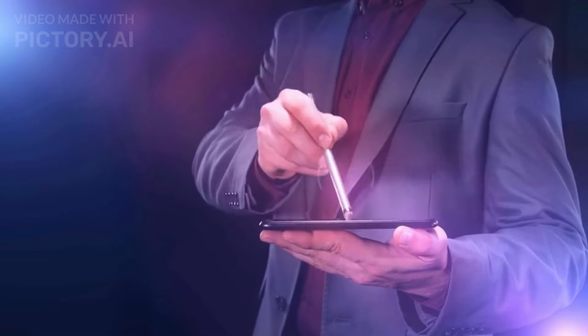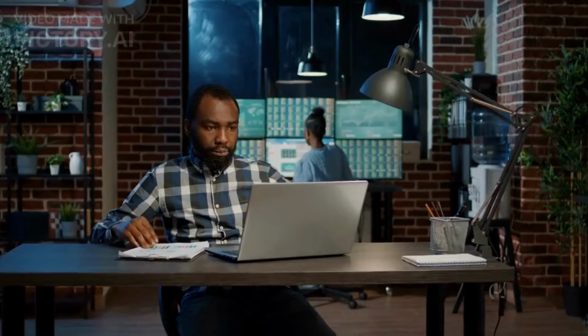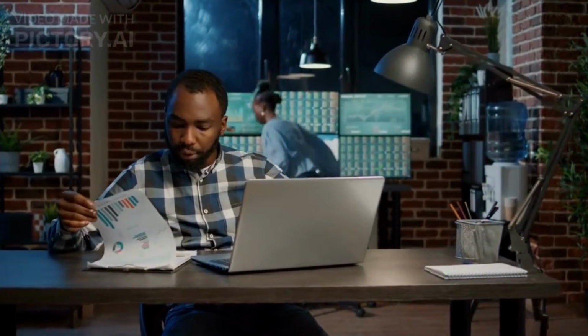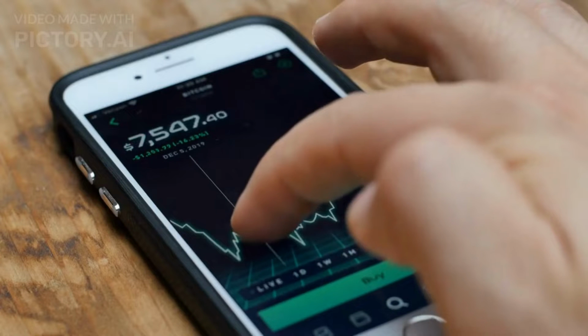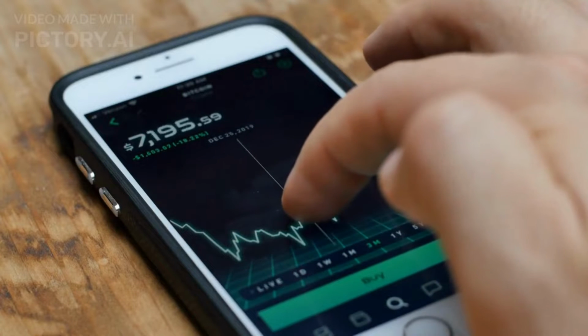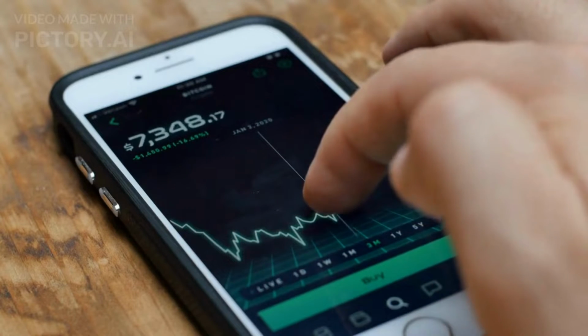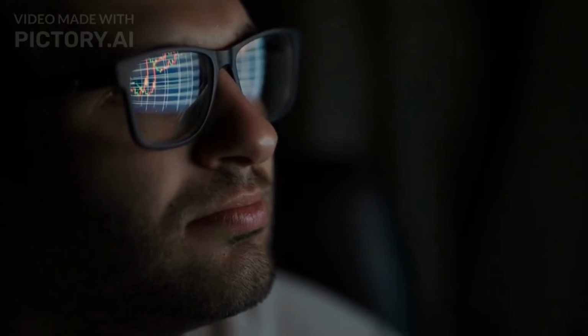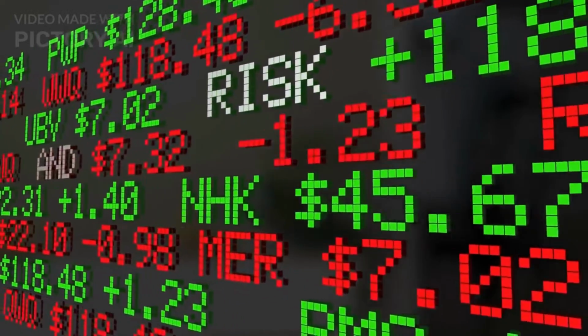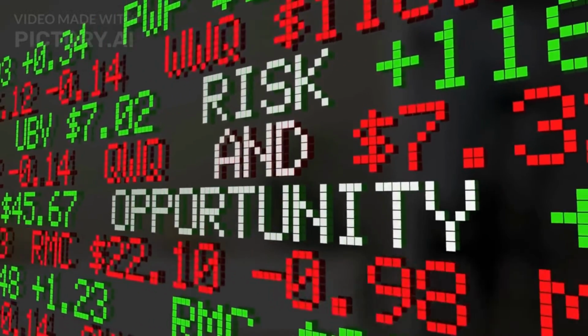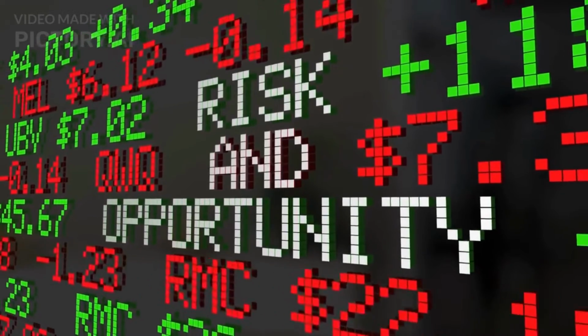Part 1. Understanding the crypto market. Before we dive into specific trading strategies, it's important to understand the basics of the crypto market. The first thing to note is that cryptocurrency prices can be extremely volatile, which means they can fluctuate rapidly and unpredictably. This can make trading in this market quite risky, especially for beginners. However, with the right knowledge and strategies, it's possible to mitigate some of this risk and take advantage of the opportunities presented by the crypto market.